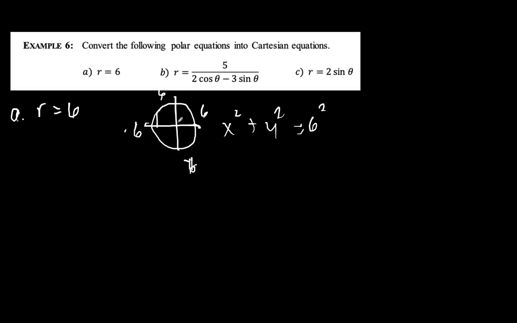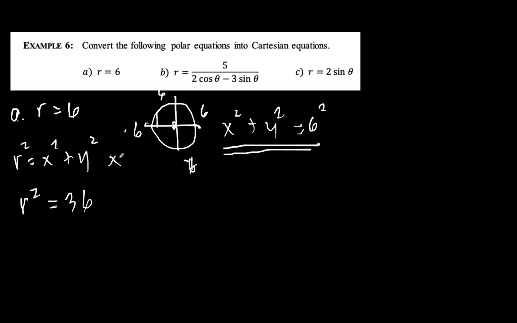So if we draw the circle with radius 6, something like this, with 6 and negative 6 on the axes, its equation is x squared plus y squared is equal to 6 squared, if the center is at the origin. However, let's see if we get the same thing, all right? For us to make use of the formula r squared is equal to x squared plus y squared, we square both sides. So that's r squared is equal to 36.